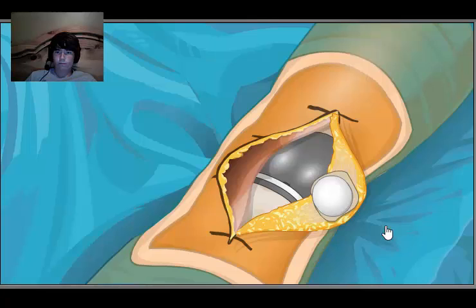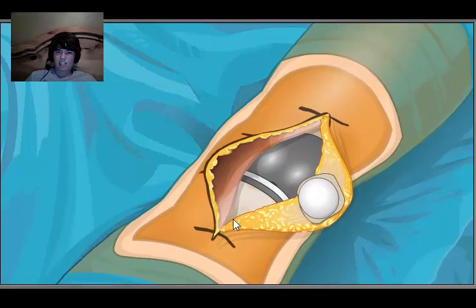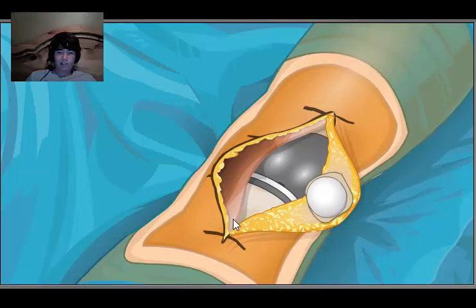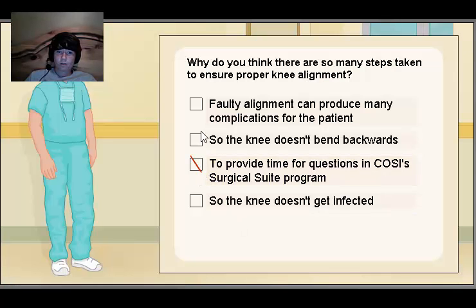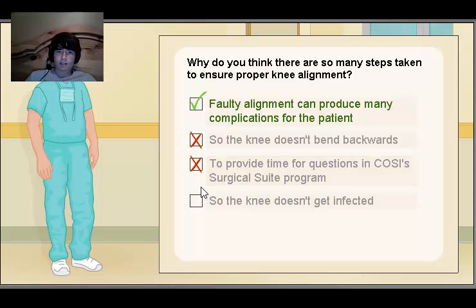It looks great. Knees aren't meant to bend sideways, so it's important to determine whether there is a gap or space between the femoral and tibial components. They're really not supposed to move sideways. There's no noticeable gap, so that knee is a good fit. Why do you think there are so many steps taken to ensure proper alignment? Why do you keep asking me these questions I don't care about?